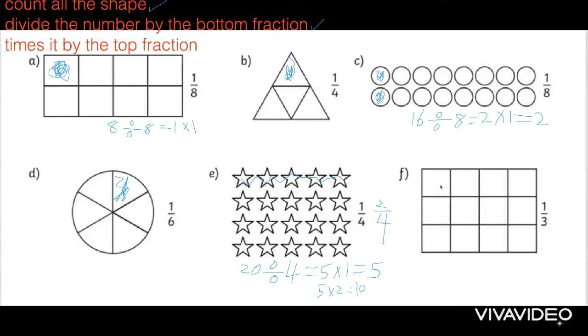Okay, one more. So we've got 1, 2, 3, 4. So we've got 4, 8, 12. Count all the shapes, 12. Divide it by the bottom. Okay, so we have 4, because 4 times 3 is 12. Times it by the top, which gives you 4. So we shade 4.